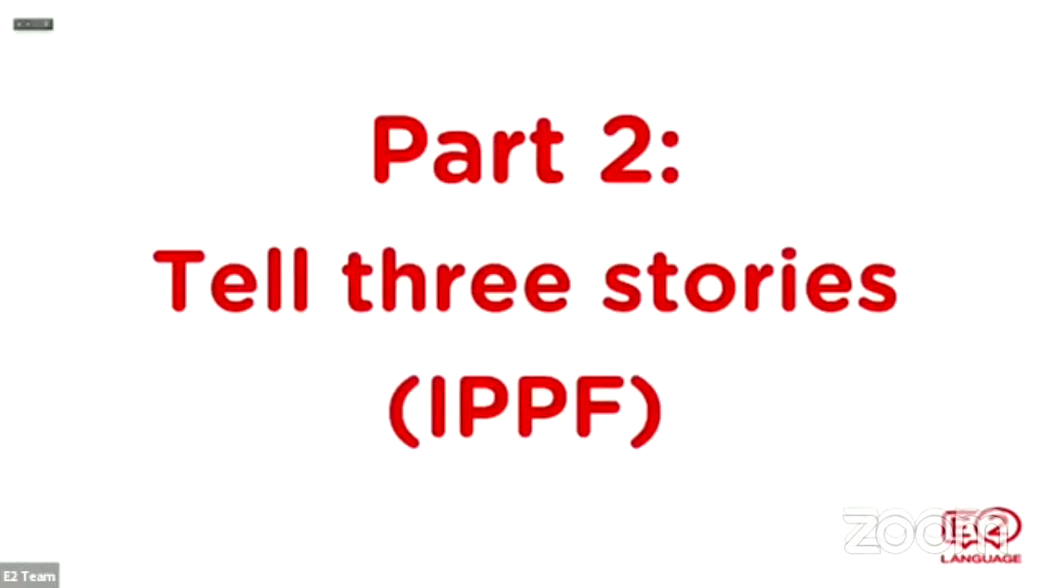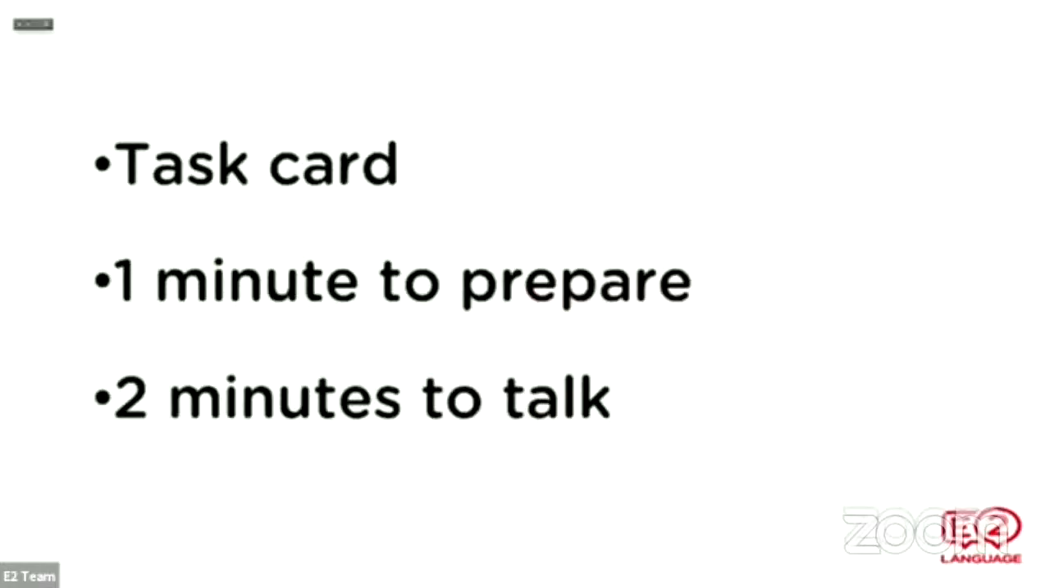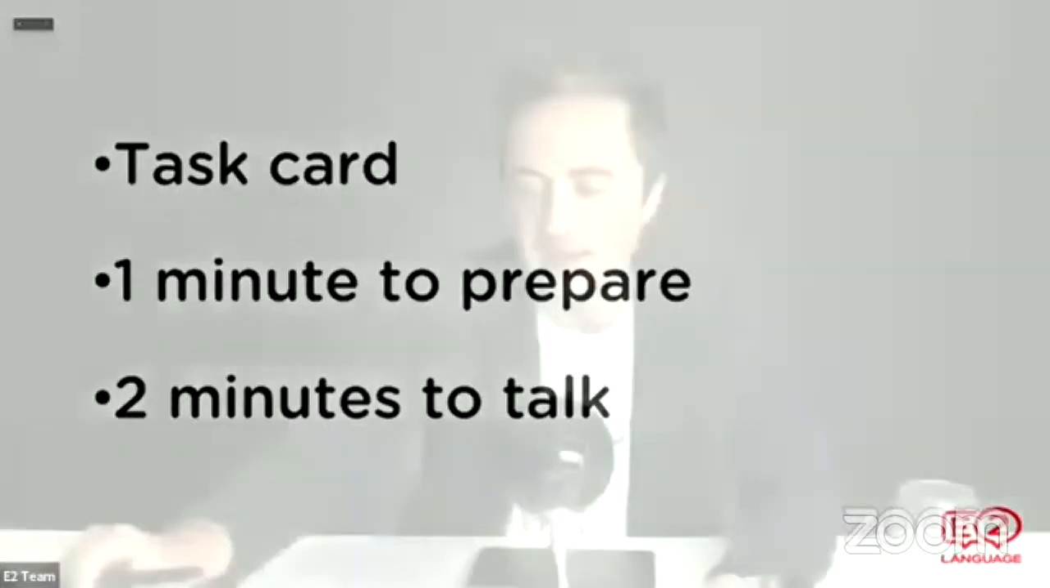Fine. Then you move on to the difficult part, which is part 2. And what I want you to do is to tell 3 stories, and we're going to look at a strategy called IPPF. So what's going to happen is the examiner will hand you a task card, a piece of paper, a topic. You will have 1 minute to prepare to speak and then 2 minutes to talk about that topic.